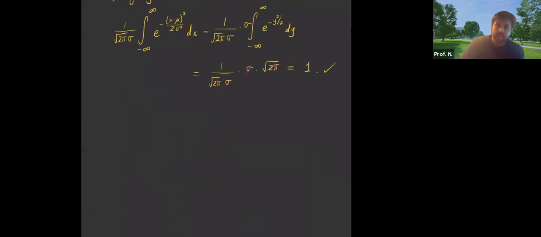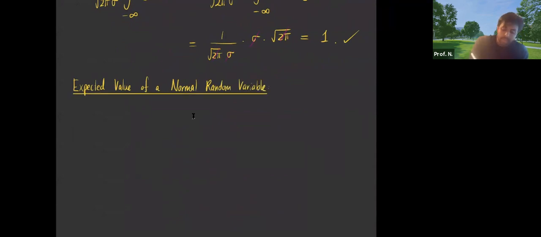Okay, so now with that, we can show what the expected value is. So what's the expected value? We care about the expected value, don't we? So I'm going to show you a bit of a slick way of finding the expected value of a normal random variable.